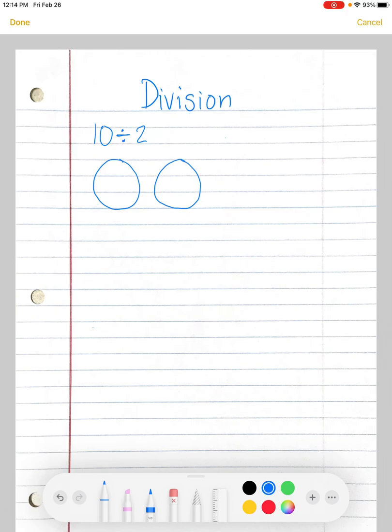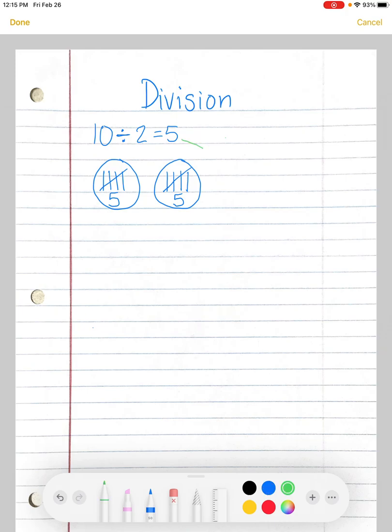As I separate the candy, I am going to count to 10. When I get to 10, I'm going to stop. 1, 2, 3, 4, 5, 6, 7, 8, 9, 10. When we look into your group of candy right here, I see that you have 5 pieces of candy. When I look into my group, I also see that I have 5 pieces of candy. So 10 divided by 2 equals 5.